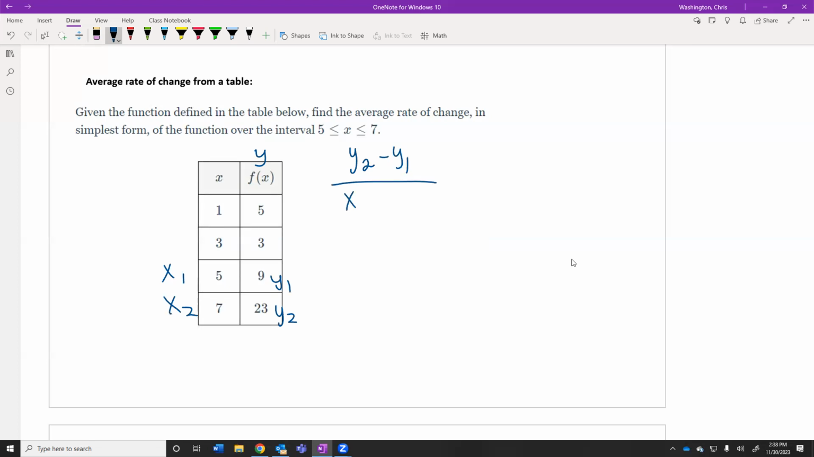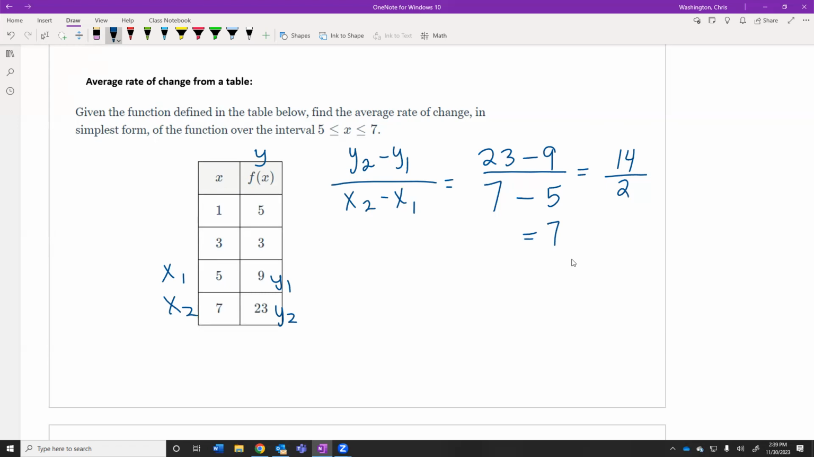I think this is the 5th time today that we wrote this down. 23 is y2, 9 is y1, 7 is x2, and 5 is x1. 23 minus 9 is 14, 7 minus 5 is 2, and 14 divided by 2 is 7.